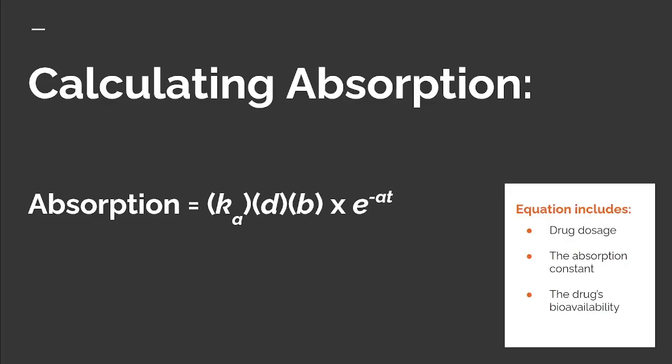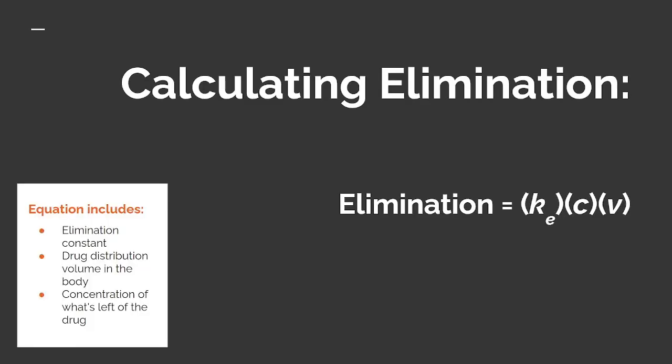To start with, the equation for absorption. Using the absorption constant, the drug's dosage, the drug's bioavailability, times the exponential, to the power of negative absorption constant and time. Moving on from that, we have our equation for elimination. When calculating elimination, we have our elimination constant, the concentration of what's left in the drug, and the drug distribution volume in the body.